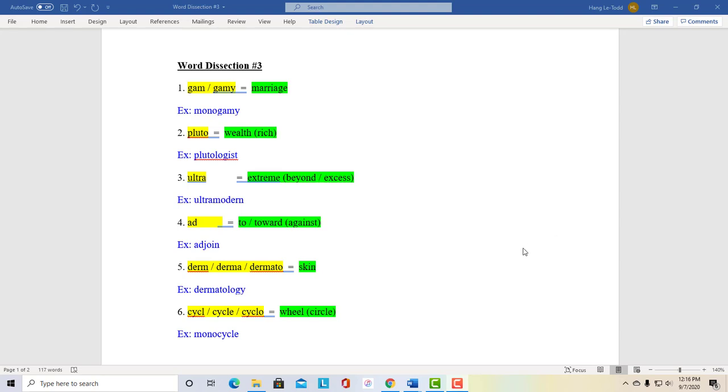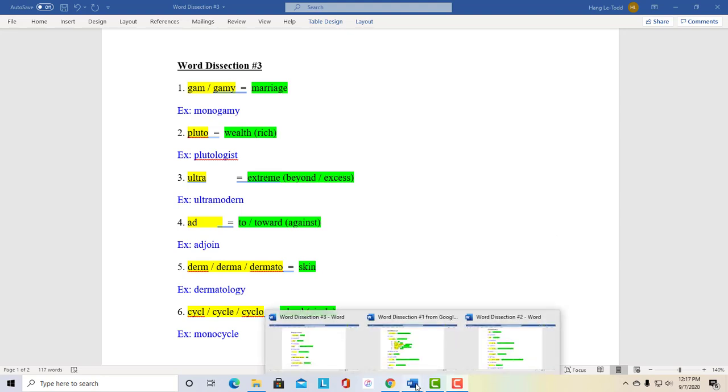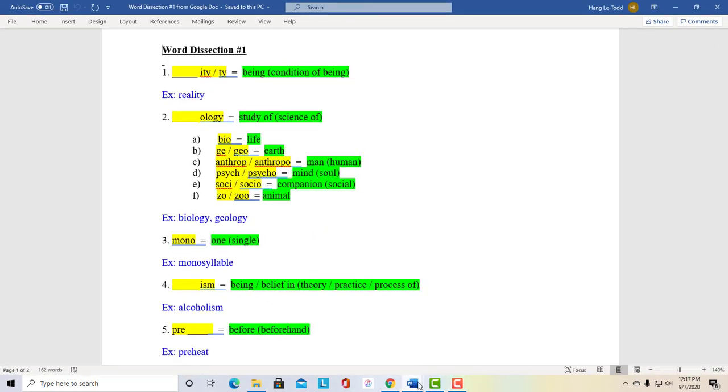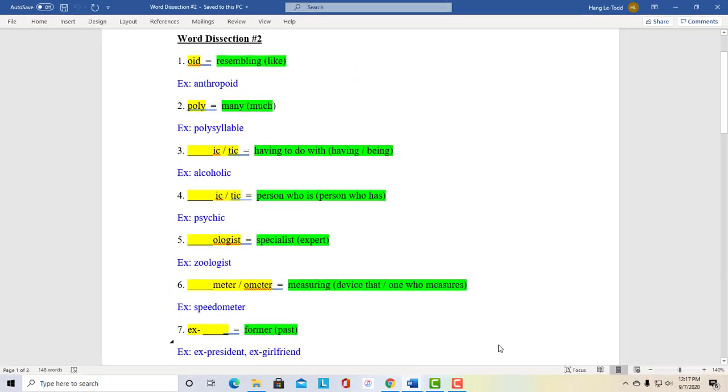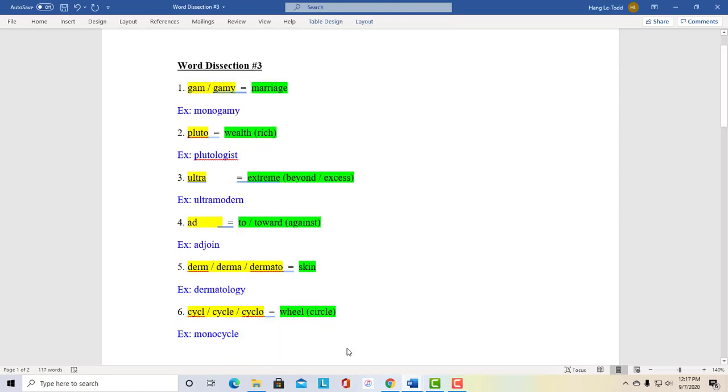Before we get started, I'm going to suggest that you also have Word Dissection 1 and 2 open for reference. Okay, let's go back to Word Dissection 3.